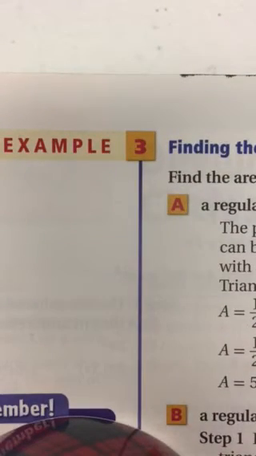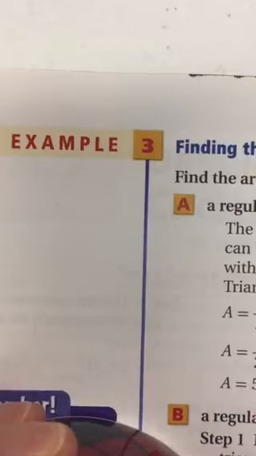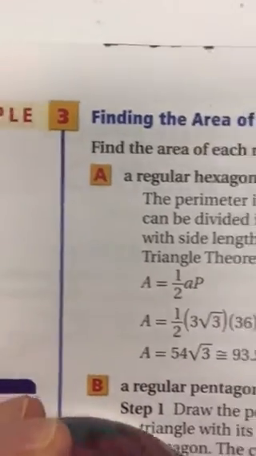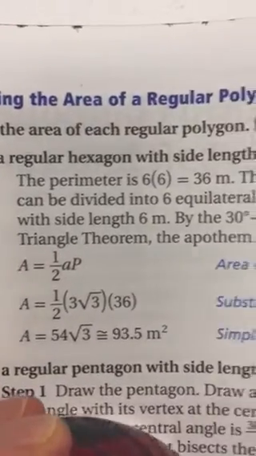We are on page 602 in our book, and we are going to finish up lesson 9-2. We touched on the first of these problems in class today, but we need to look at a couple of them in a little more depth to make sure that you understand it for your homework. So again, lesson 9-2, page 602, example 3 at the top of the page, finding the area of regular polygons.